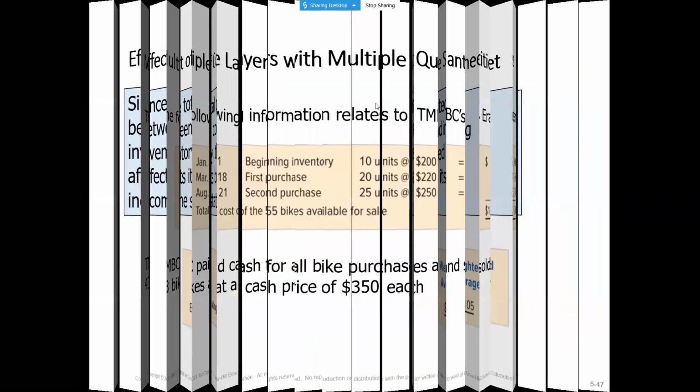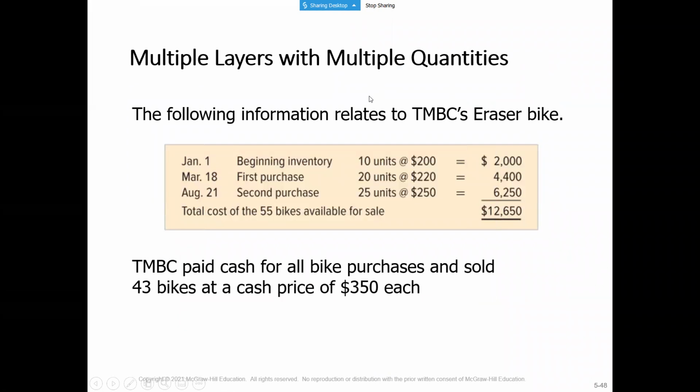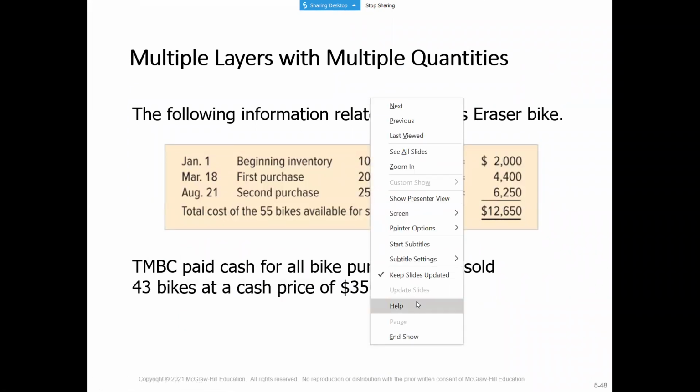Okay. So that's where we'll stop it here. And we actually did not do the multiple layers with multiple quantities.